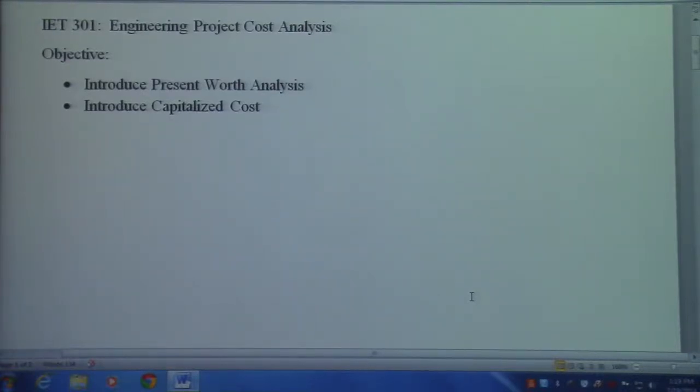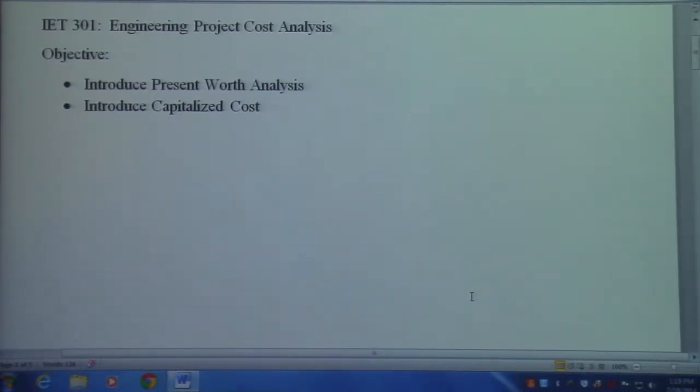Alrighty, welcome back to IET 301, Engineering Project Cost Analysis. In this video, we're going to be looking at Chapter 5, which introduces present worth analysis and goes on to introduce capitalized costs. What we see when we're looking at present worth analysis is that this allows us to consider the present worth or the present value of some scenario.